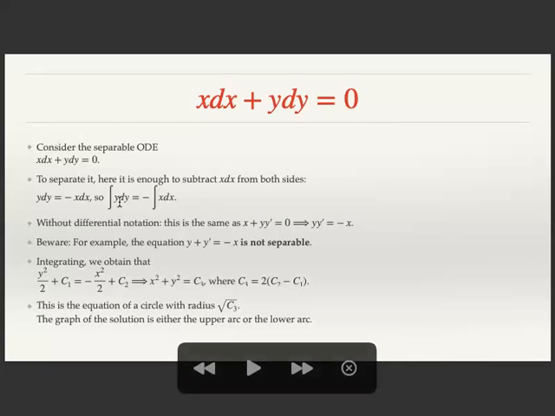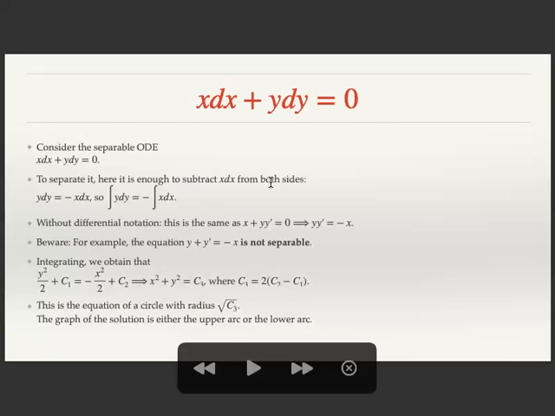Anyway, this is just about whether it's separable or not. But now that we know that it's separable, like I said, integrating both sides, the integral of y dy is y squared over 2 plus a constant. The integral of x dx is x squared over 2 plus another constant. And the second integral has a minus in front, so it should be minus x squared over 2. Okay, so x squared plus y squared is equal to a constant, which is 2 times c2 minus c1.